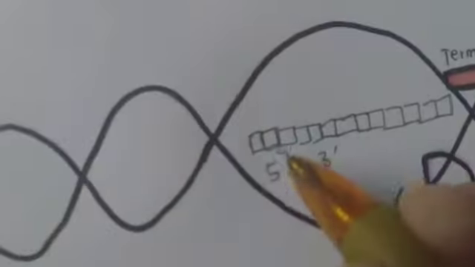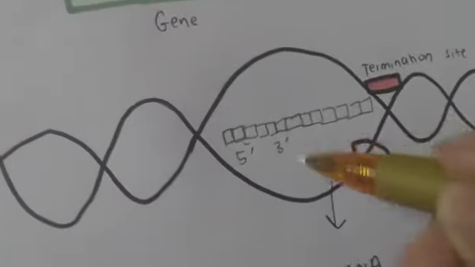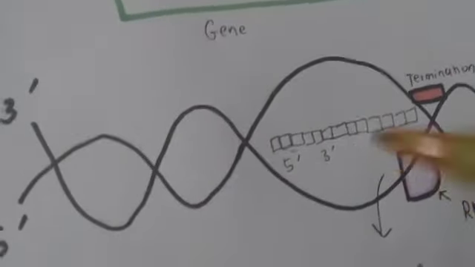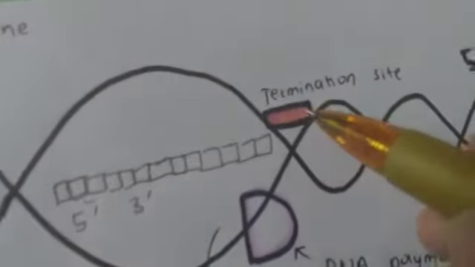RNA polymerase will synthesize the RNA from 5' to 3' by adding RNA nucleotides which are complementary to the template. RNA polymerase will synthesize the RNA nucleotides from 5' to 3' until the termination site.